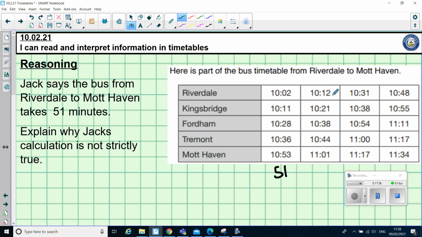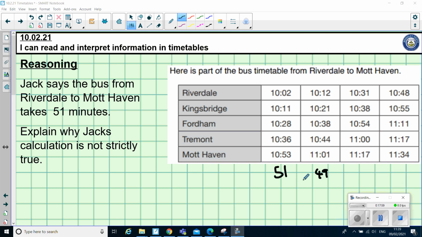How about the 10:12 bus then? If he takes the 10:12 bus, he arrives at 11:01. So doing what we did with our fluency, how many minutes to the next hour? Well, that's 48, and my 1 is 49. So the 10:02 bus took 51 minutes, but the 10:12 bus took 49 minutes.